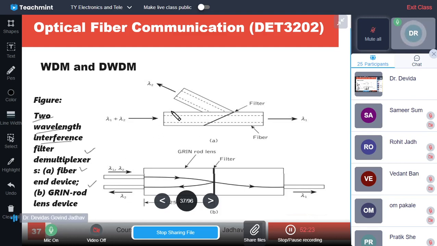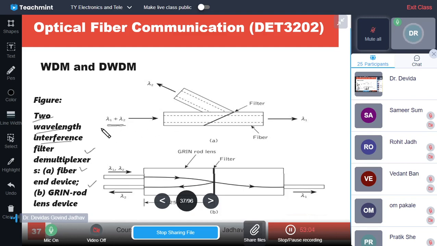So in which, suppose a mixture of lambda 1 and lambda 2 is inputted to the fiber device, which is the demultiplexer. It is having the optical filter, which is having the dichroic properties, and it can reflect one wavelength and pass another wavelength. So this optical filter reflects one wavelength and transmits the other wavelength, so that it can separate out two wavelengths.